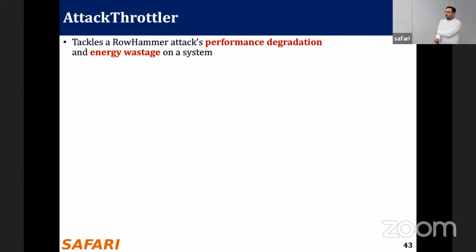So let's move to the second part of BlockHammer, which is the attack throttler. The attack throttler tackles the RowHammer attack's performance degradation and energy wastage on a system. When you perform a RowHammer attack, you keep activating rows, and these activations stall your other memory requests. It reduces the available time of your memory. Also, row activation is a power-hungry process and wastes a lot of energy. So we do not want to keep doing this.